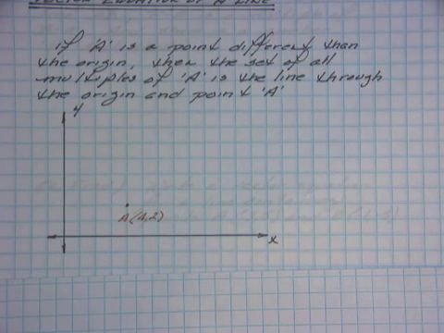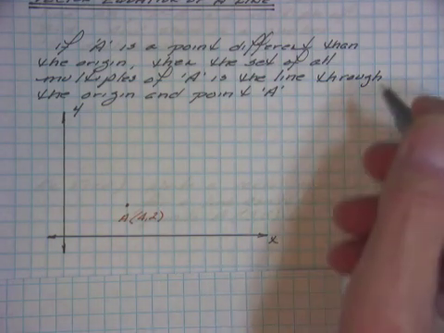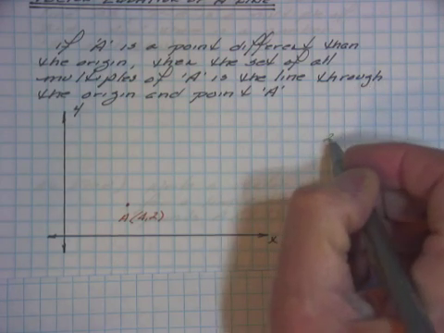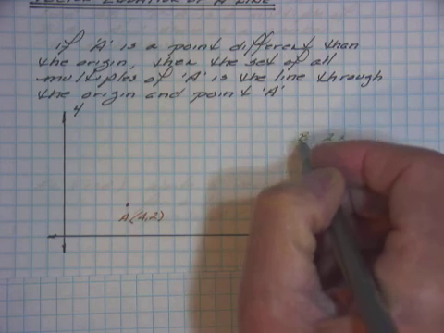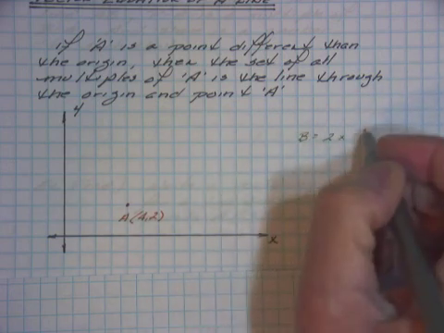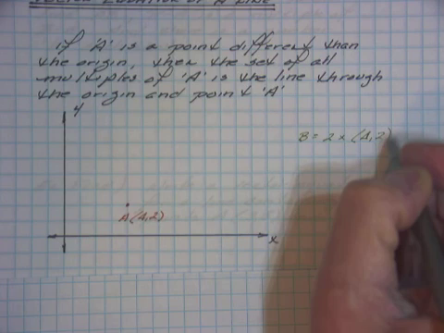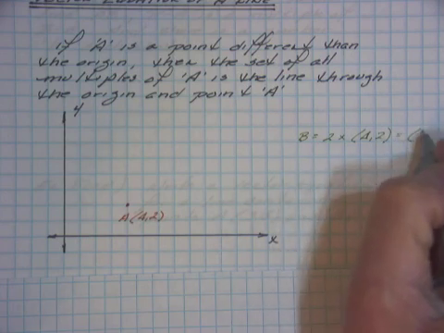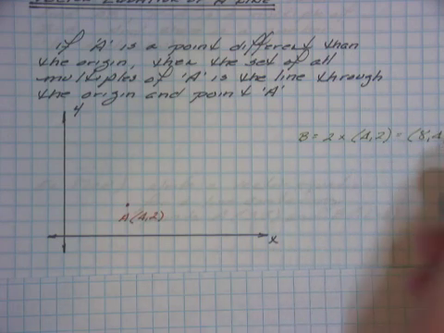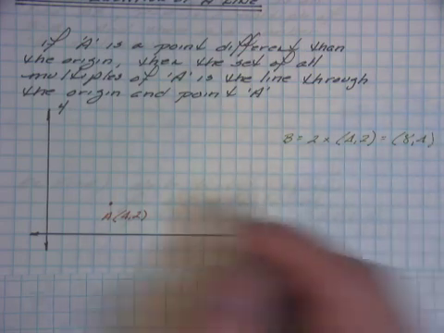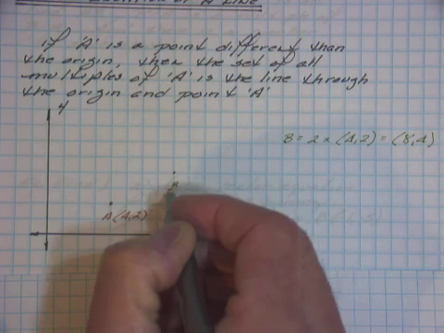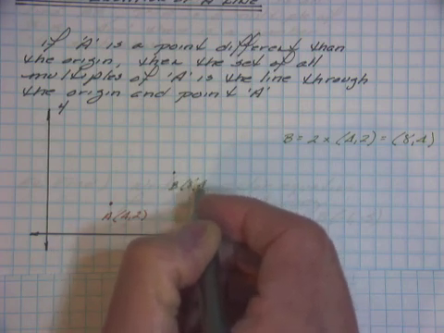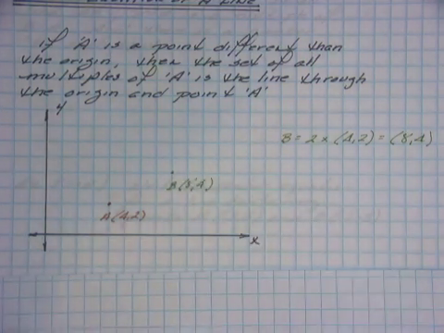Now, what is a multiple of A? Well, let's say I took point A and I multiplied it by 2. I'm going to call this point B. Point B is at 2 times 4, 2, which would give me 8, 4. Okay, so let's plot that. Here's point B at 8, 4.